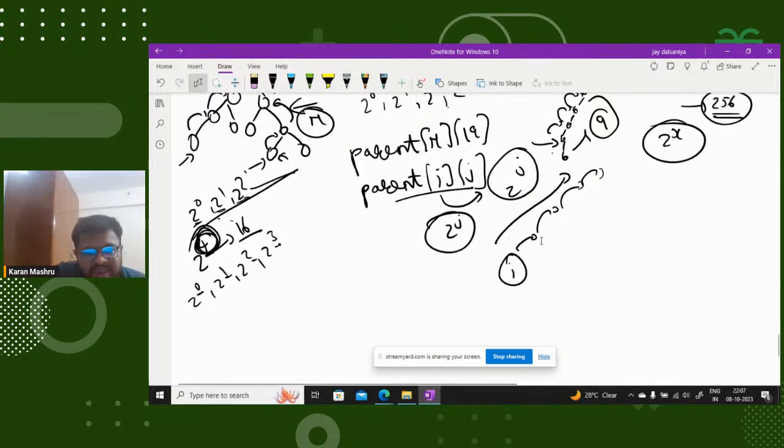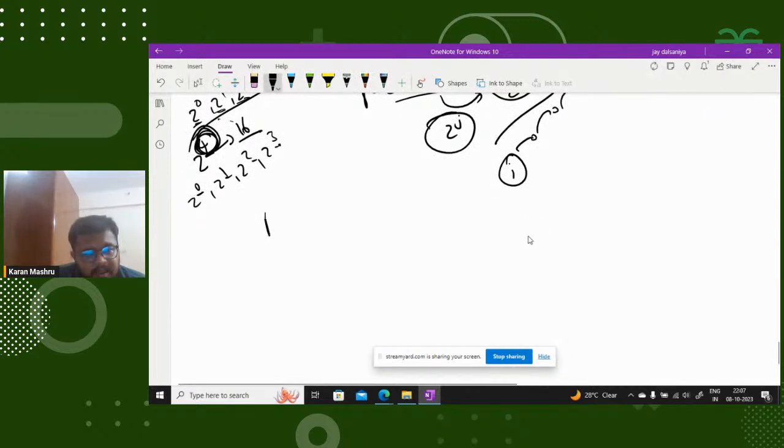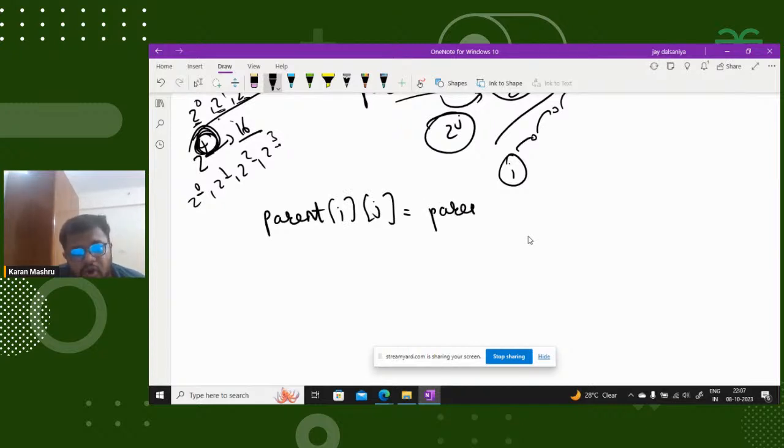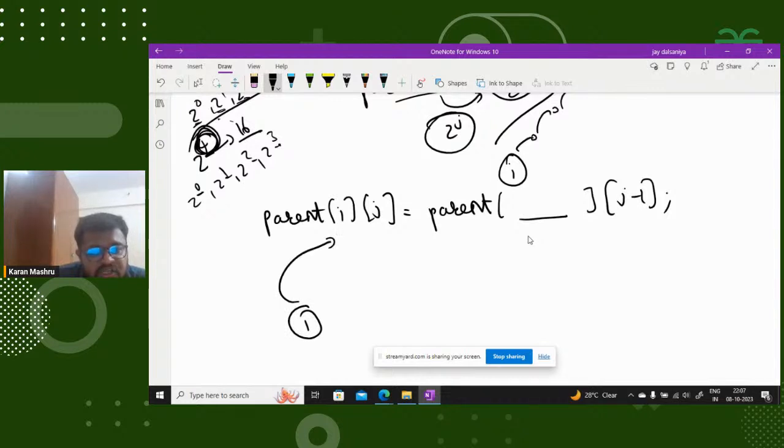Okay. So can I say parent of i,j is equal to parent of something at j minus 1? Now we need to fill this. Understand one thing. What does it say? Parent of the ith node at a distance 2^j is equal to parent of some node at a distance 2^(j-1). Now this is the parent which I want to find. This is the ith node.